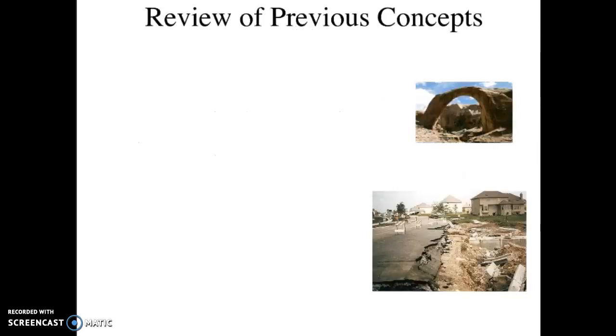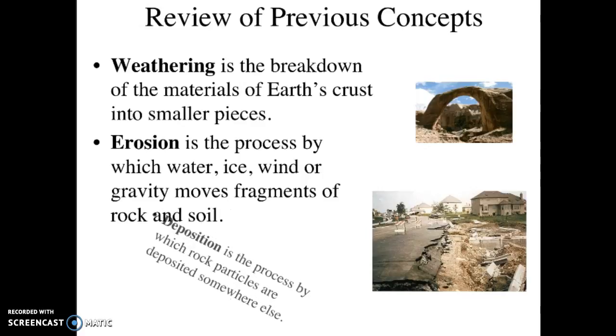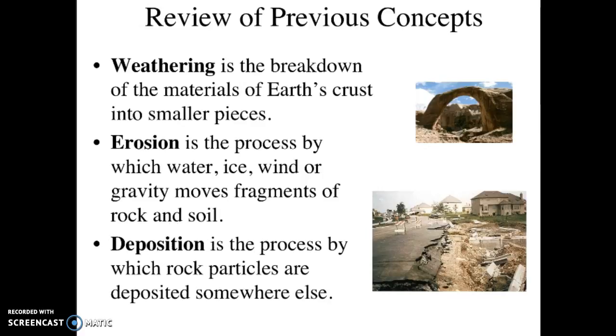All right, so let's review some things that we've already learned about. A few things that we've already discussed are weathering, erosion, and deposition. We talked about weathering, breaking down the materials of Earth's crust; erosion, the process by which water, ice, and wind move stuff around; and deposition, when it deposits. So weathering is breaking it down, erosion is moving it around, and deposition is settling it down.